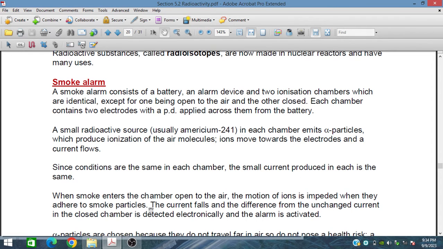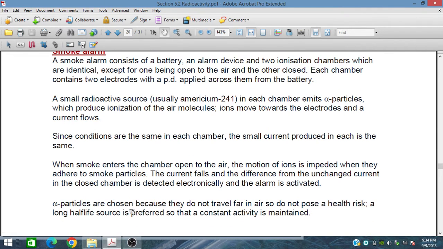So this creates a difference from the closed chamber. In the open chamber, a fall in current will appear, and it will create a difference from the closed chamber where the regular working continues. As a result of this difference, it is electronically detected and the alarm is activated.